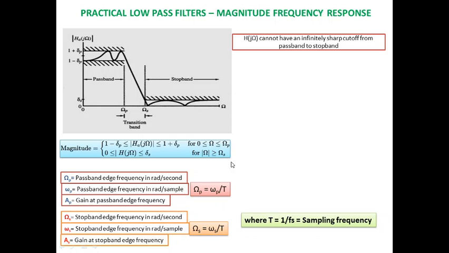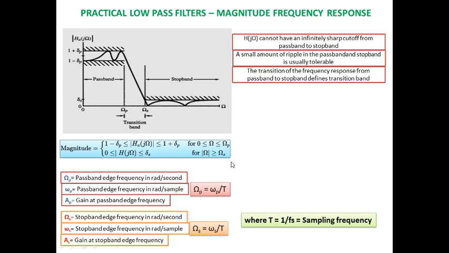The important characteristics of this practical low pass filter: firstly, H of j omega cannot have an infinitely sharp cutoff from passband to stop band. Secondly, a small amount of ripple in the passband and stop band is usually tolerable. It should also be taken care that the ripple should not be very high. It should be under a tolerable limit.